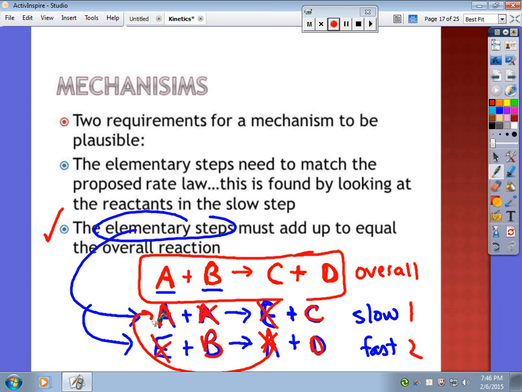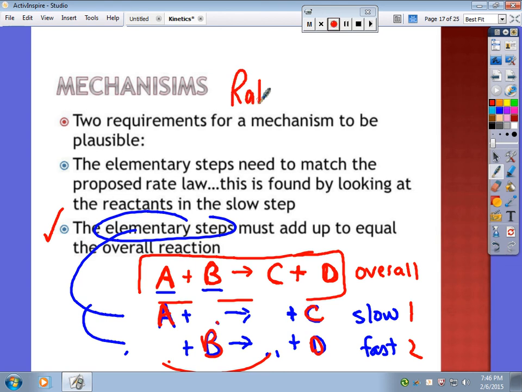So in reality, that A doesn't count, does it? So what do you get rid of here? E, because it's an intermediate. This A, because this A is just making more A to cycle back in, and there's your overall balanced equation. So look at that.